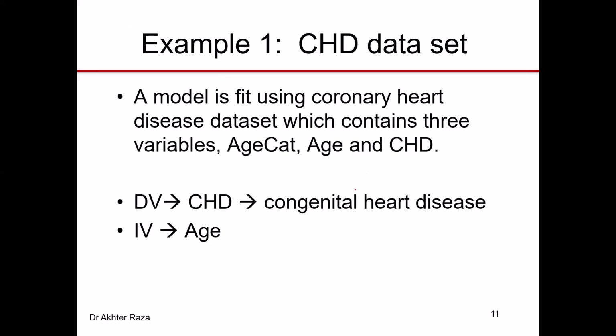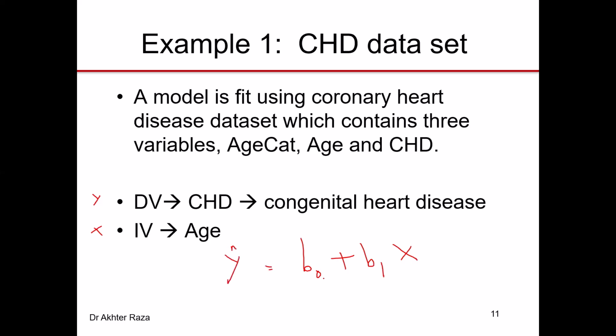My independent variable is age, and we have to predict the CHD by age. If we apply the ordinary regression equation, assuming this is y and this is x, the estimated value will be represented by b naught plus b1x. If we apply the simple model, then your y cap will be this.